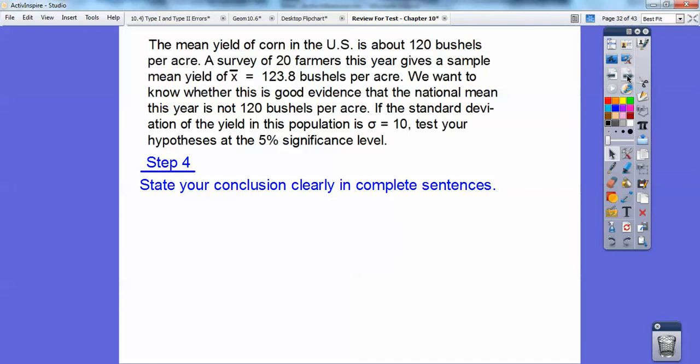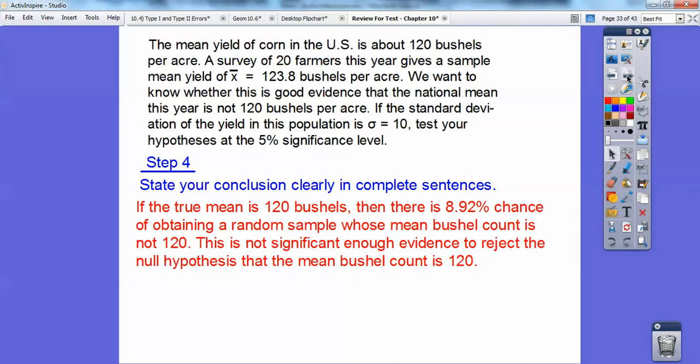Now step four is to state your conclusion in clear, complete sentences. If the true mean is 120 bushels, then there's an 8.92% chance of obtaining a random sample whose mean bushel count is this far from 120. Although that's a low number, it's not sufficient evidence, at least at the 5% level.